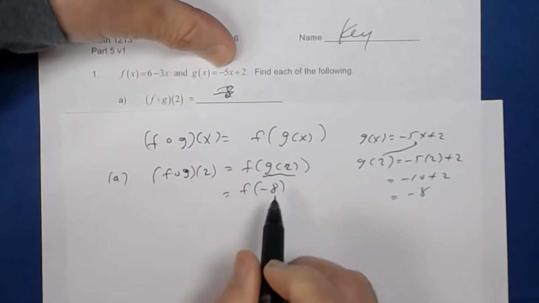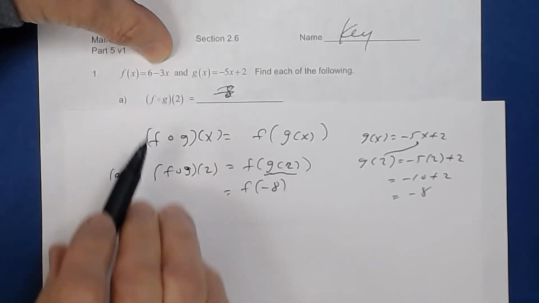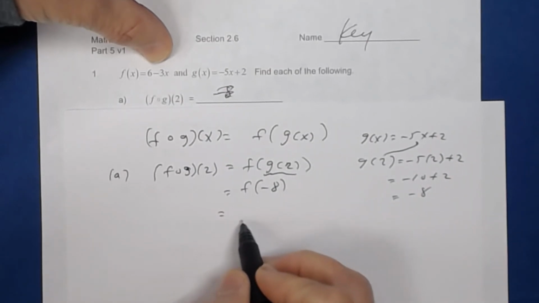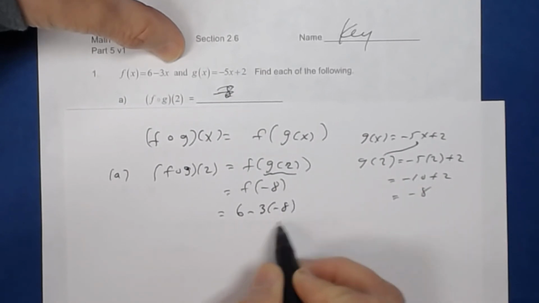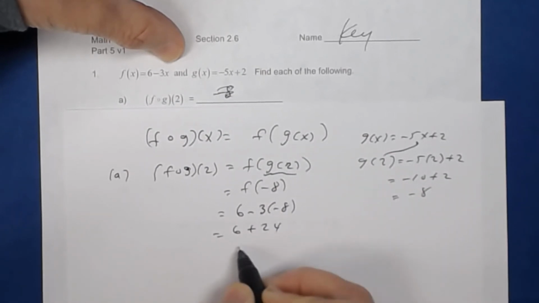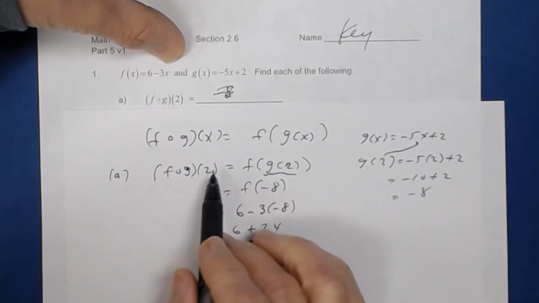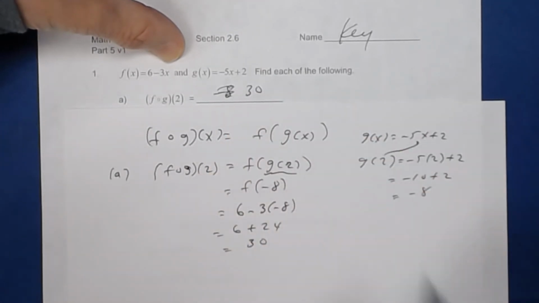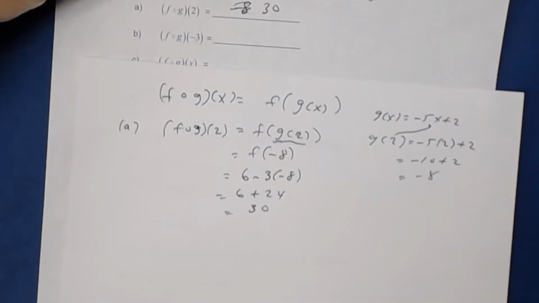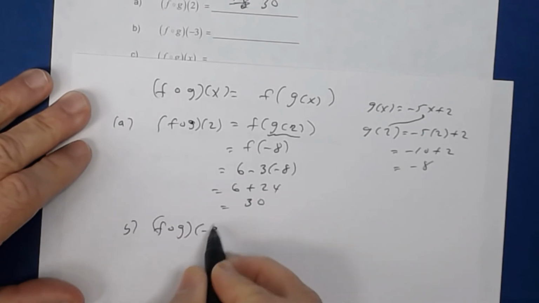In order to do that, I go to my function f. Where we see the variable x, you're going to substitute negative 8. It's okay if you do it here now. So it becomes 6 minus 3 times negative 8. That's 6 plus 24, which is 30. So f at g, evaluated at 2, is 30. So f composed with g at 2 is 30. So 30 goes here.